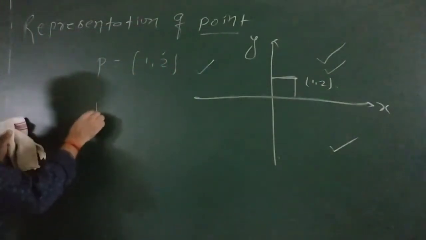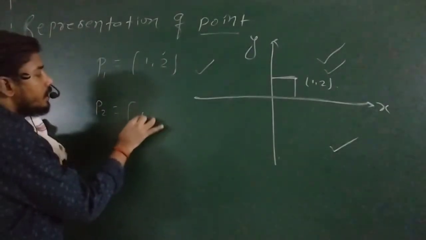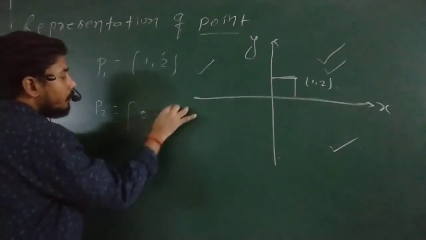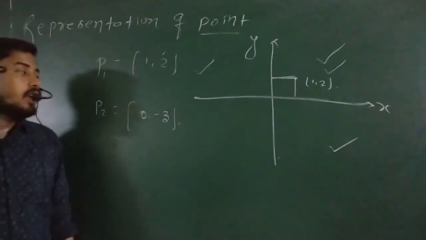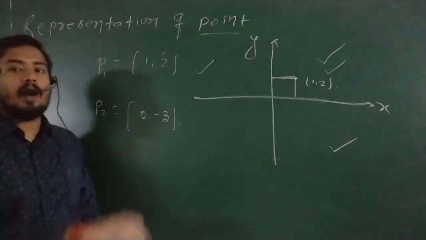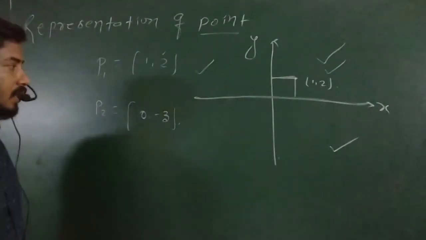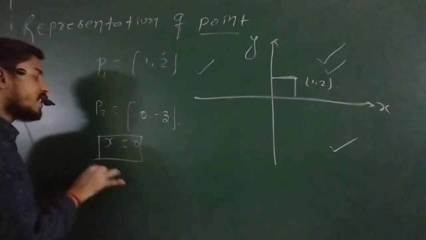Similarly, suppose this is P1, and this is P2. Suppose P2 is (0, -3). So 0 means what? This point lies on the y-axis. Here x is 0. What does x is 0 mean?